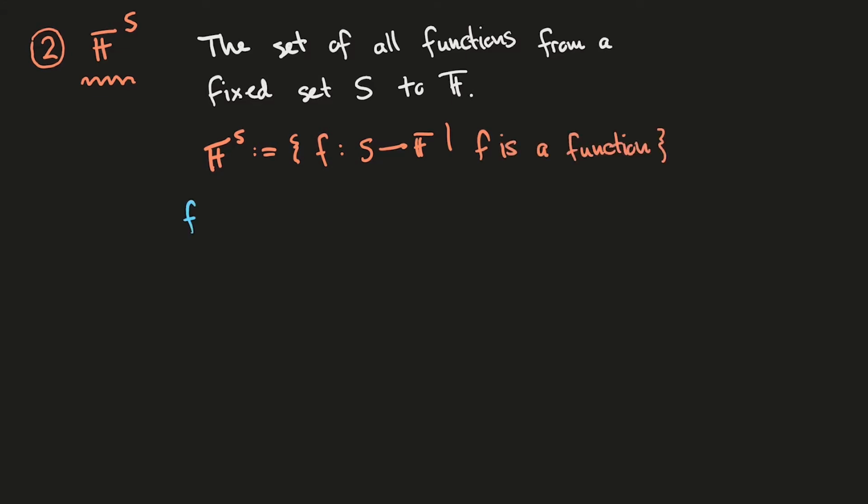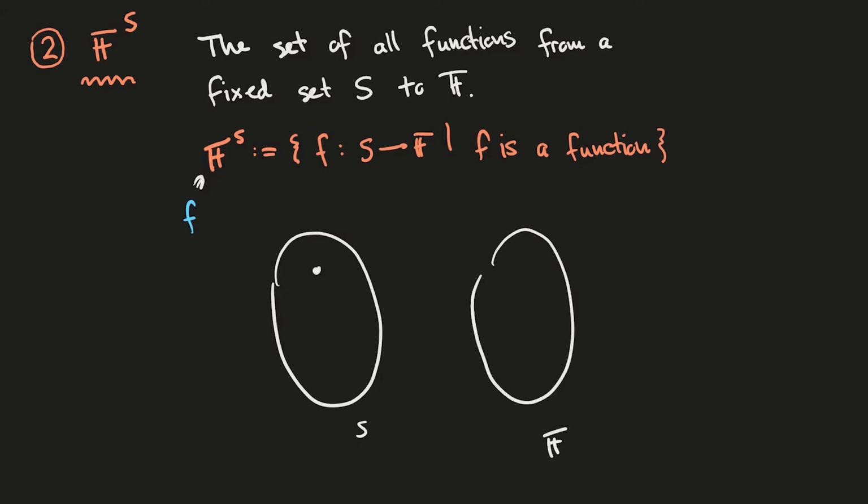We can visualize an arbitrary element f of F^S as follows. So we draw the set S and we draw the set F. And now S will contain some elements and F will contain some elements. And the function f now maps the elements of S to the elements of F. In order for F^S to be a vector space, we need to somehow define an addition and a scalar multiplication on the elements of F^S, which are, in this case, functions. If we have a second function, g, which also lives in F^S, then g maps, again, the elements of S to some elements of F.